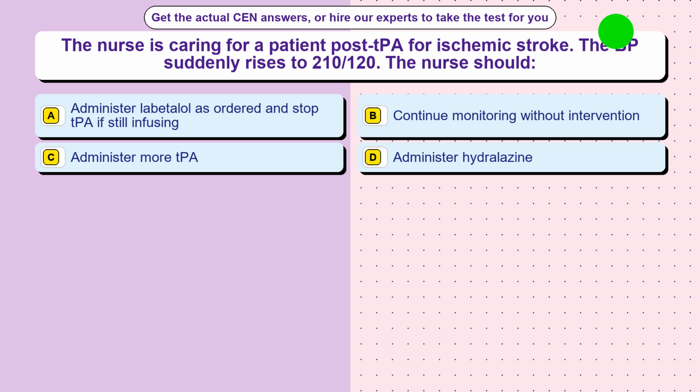Question 8. The nurse is caring for a patient post-TPA for ischemic stroke. The BP suddenly rises to 210/120. The nurse should: Option A. Administer labetalol as ordered and stop TPA if still infusing. Option B. Continue monitoring without intervention. Option C. Administer more TPA. Option D. Administer hydralazine.